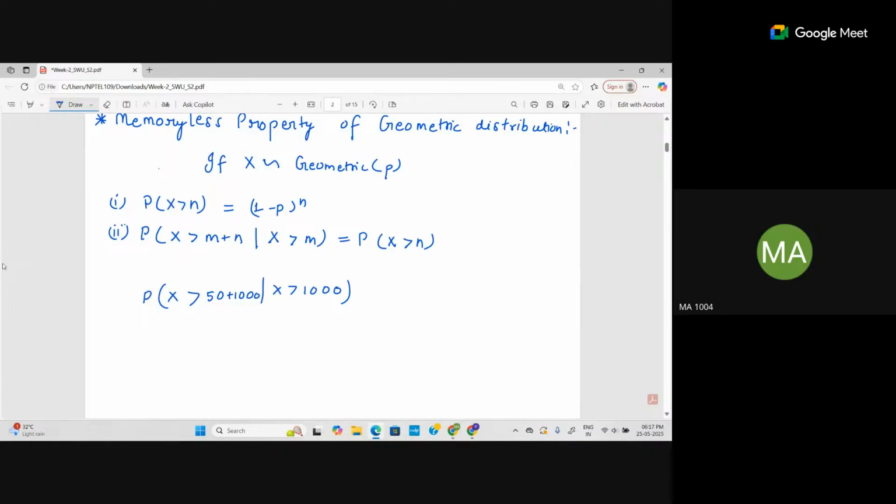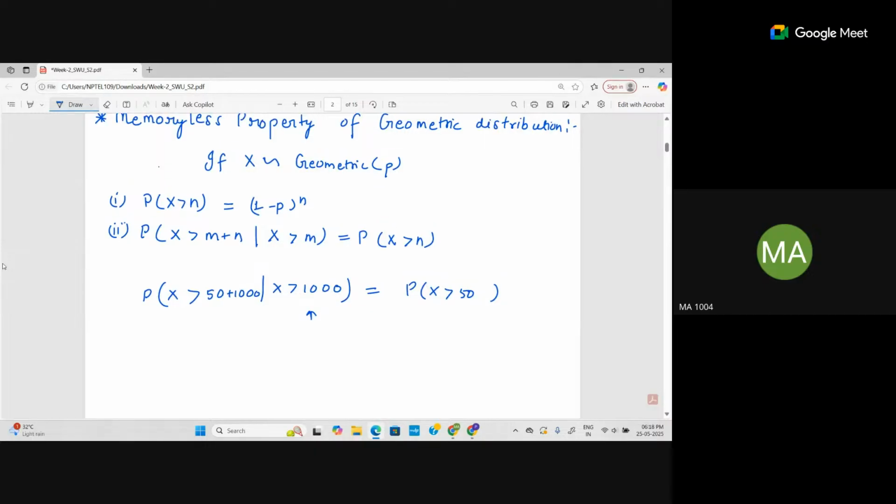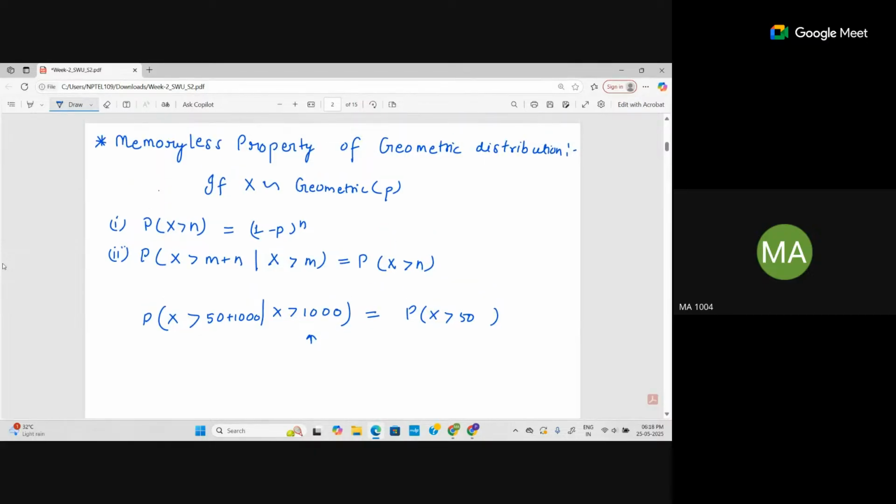So this probability, according to this formula, should be equal to x greater than what? 50. Which means if you are just starting your experiment and you say you will have to repeat it 50 times to get a success, a head, it is the same as when you have already tossed your coin 1,000 times and you still require 50 more trials to get your first success. The previous trials have no value. Yes, it does not depend on the previous trials. That's why it is called memoryless.